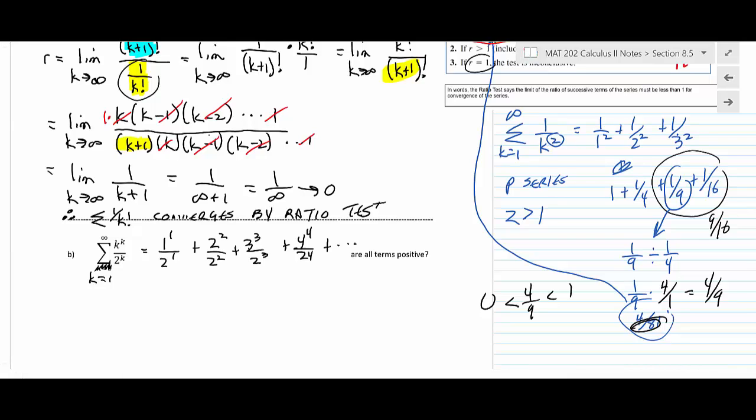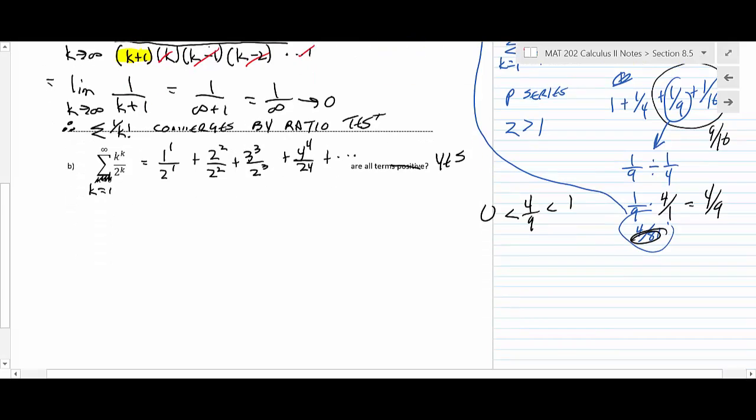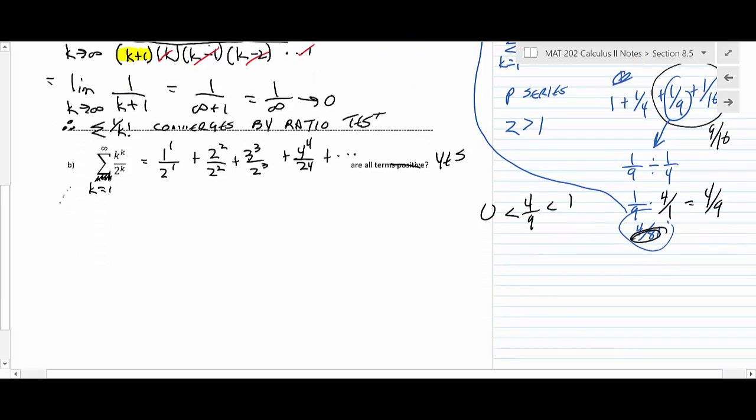So are all the terms positive? That's key. Without a doubt. Just write a few terms out. Once you see the pattern, that thing's never going to change to a negative number, so that means the ratio test is applicable. All right, so here's what we do.